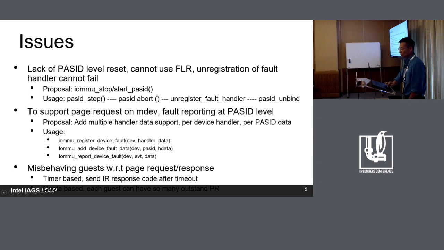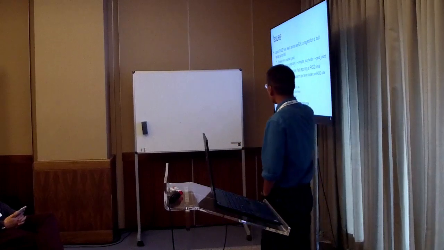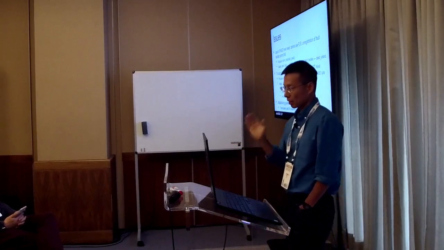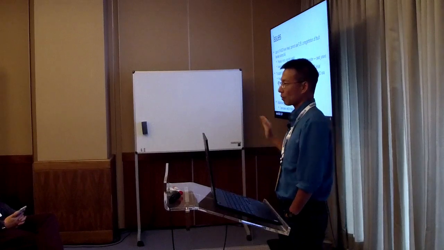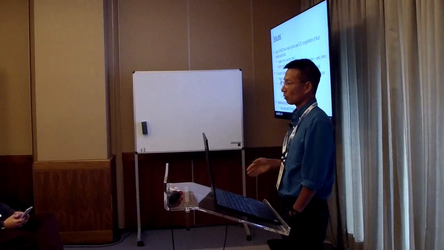So basically the use case would be, for example, today, if a device wants to issue a command, say, I want to abort this PASID, it goes to the device, and the device will not be able to abort if there are pending faults. But the pending faults are basically responded to by the IOMMU driver, so there's a lack of communication there. But if we have this API to stop a PASID and drain everything, then when it's time to unbind and abort, they will always succeed. So the unregistration of the handler will also always succeed. We don't have to deal with anything.